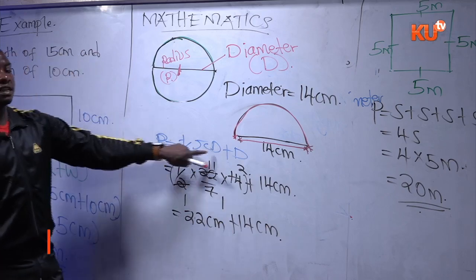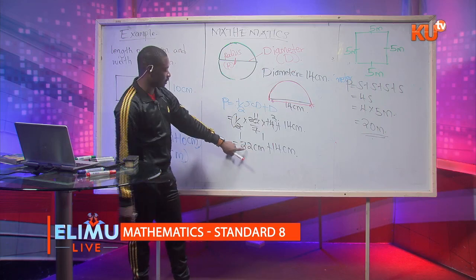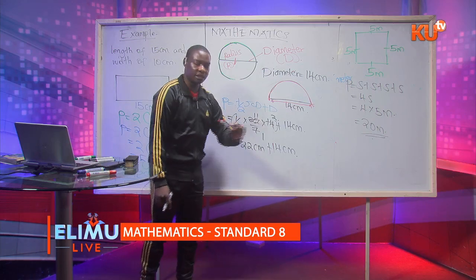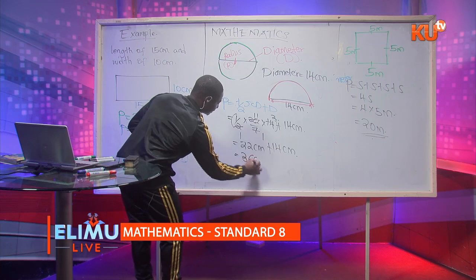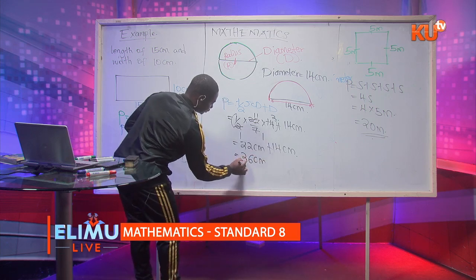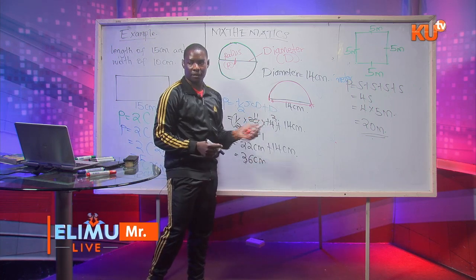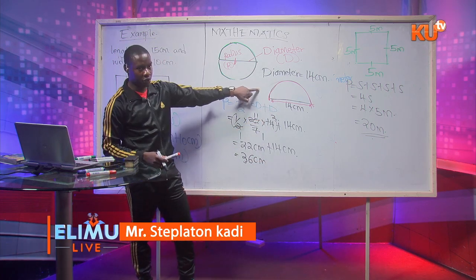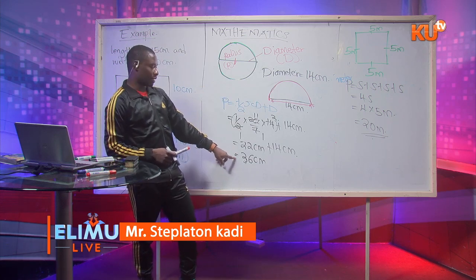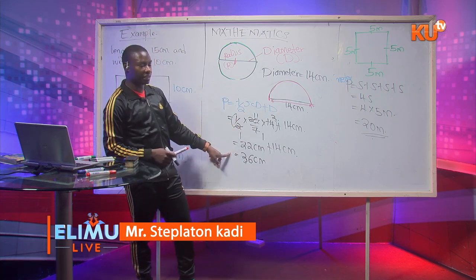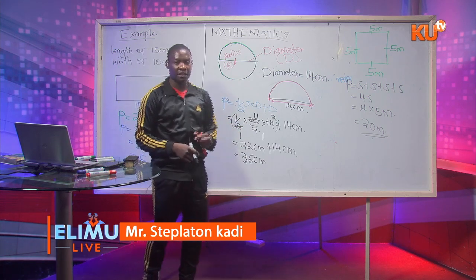So we have a half pi d plus d. We have to add the d. So 22 centimeters plus 14 centimeters leads us to 36 centimeters. So it means our perimeter of half a circle is 36 centimeters. Remember, the other one we got 44 centimeters. This one is 36 centimeters. So there is a slight difference.